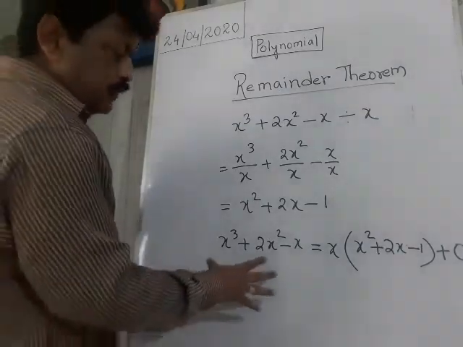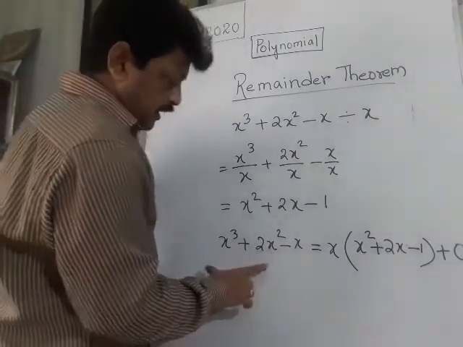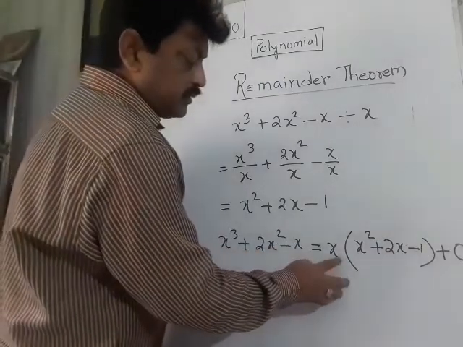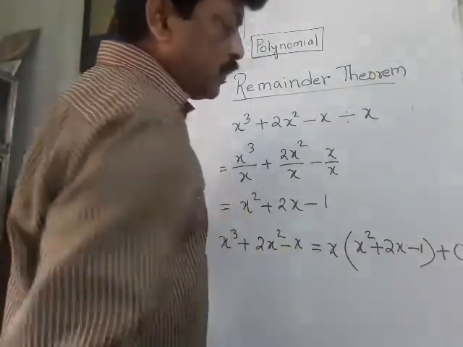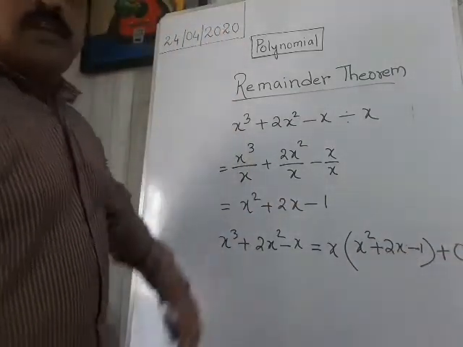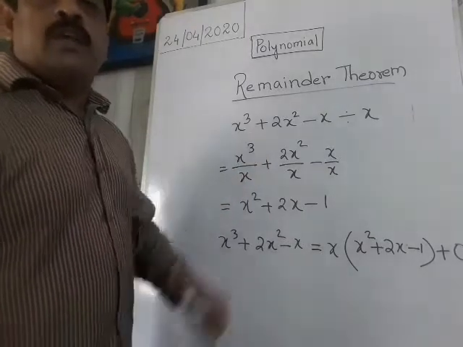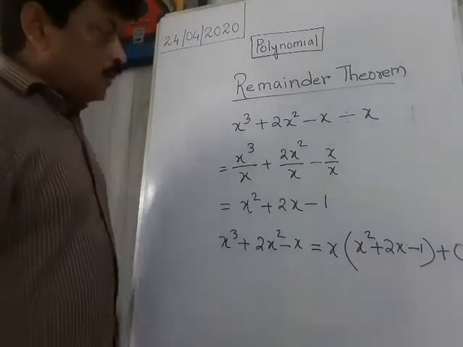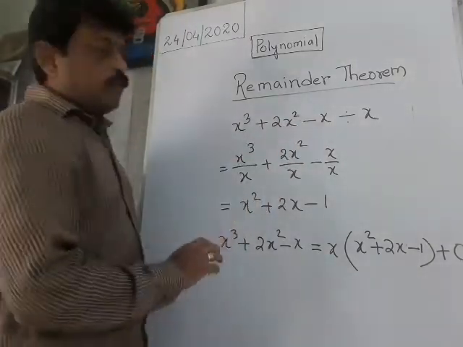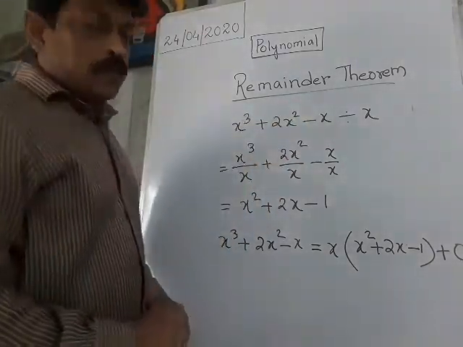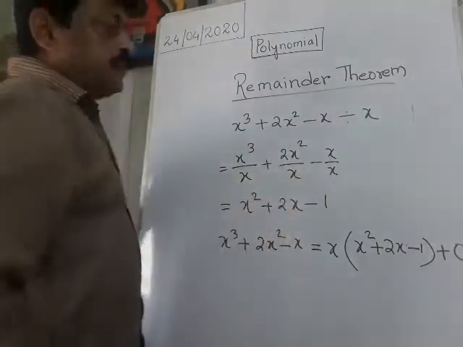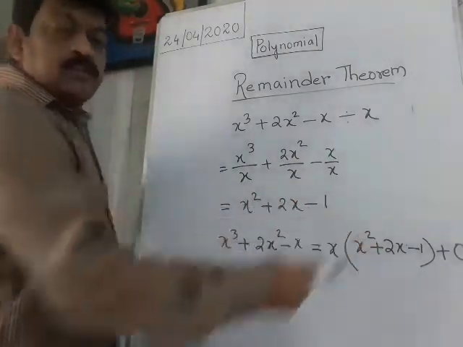Understood? So here we are getting the dividend as the given polynomial x cube plus 2x square minus x. X is the divisor, quotient is x square plus 2x minus 1, and 0 is the remainder. So we can easily divide one polynomial with another polynomial. So you have noticed that x is the common factor of all the terms in this given polynomial. That is why this polynomial is exactly divisible by x and the remainder is becoming 0.